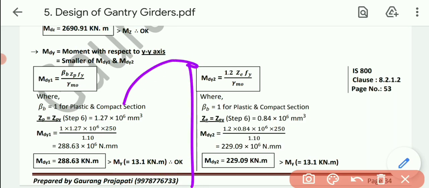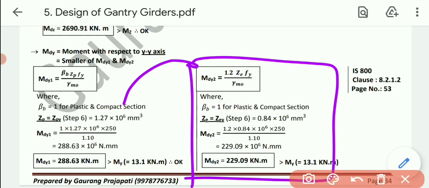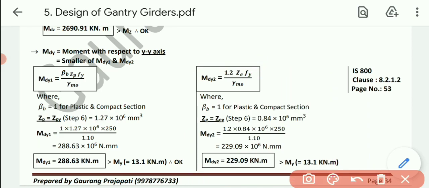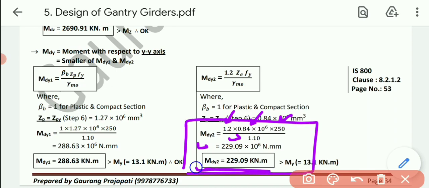Now going for the Mdy2, this one. Formula is this one. We have all the values, so let's calculate the value. 1.2 Ze, that is Zey, 0.84 into 10 raised to 6, Fy 250, and gamma m0 1.10. By simplifying the term, I will get the answer 229.09 into 10 raised to 6 Newton into mm. Let's convert it into kilonewton into meter, multiply by 10 raised to minus 6, and it should be greater than My, which is 13.1, and it's okay.